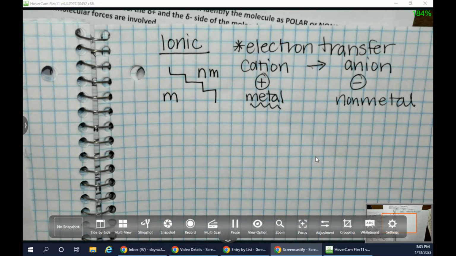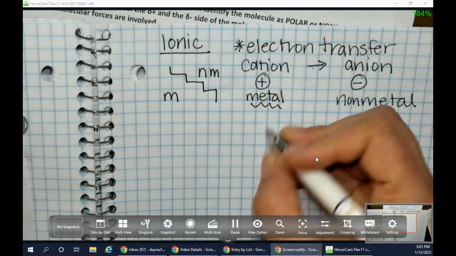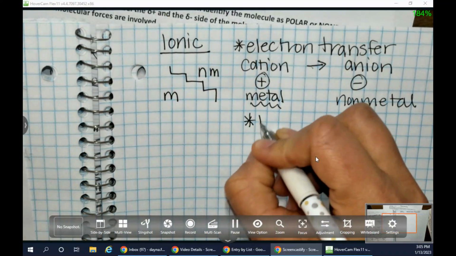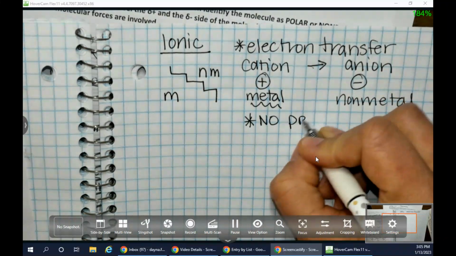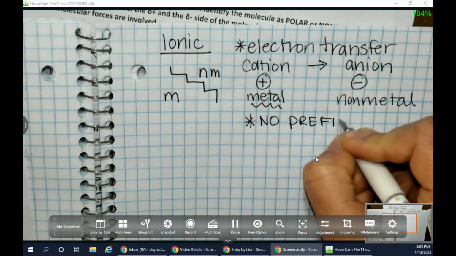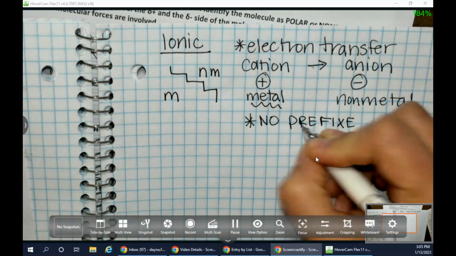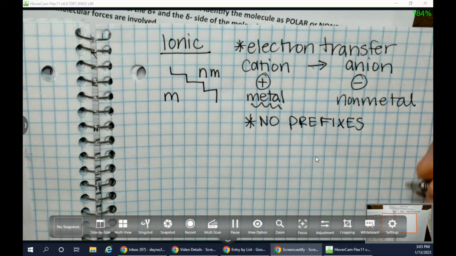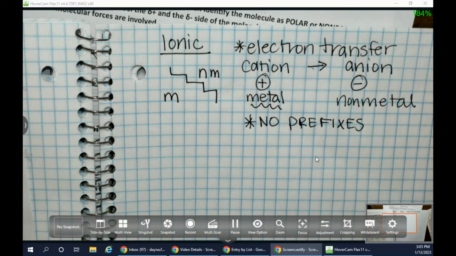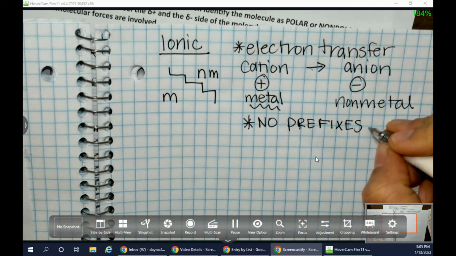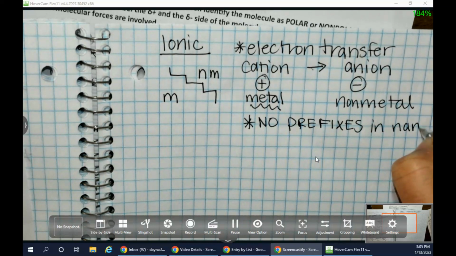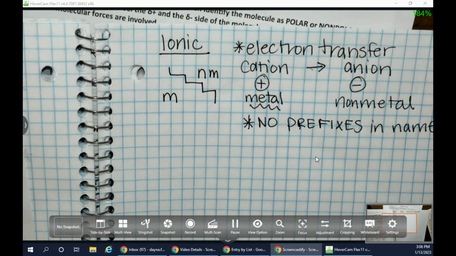All right. The next thing that was important about our ionic stuff is that we know no prefixes. So when I ask you to name something, do not say mono, di, tetra, penta, all those, okay? No prefixes in the name. That is only for covalent stuff.